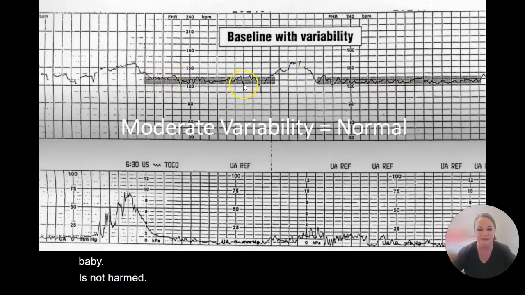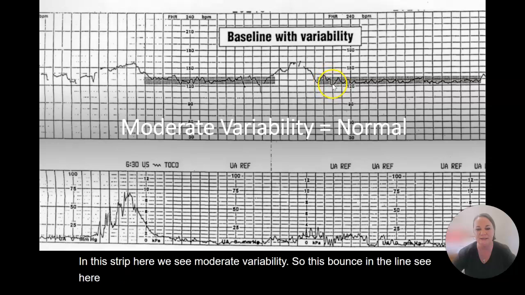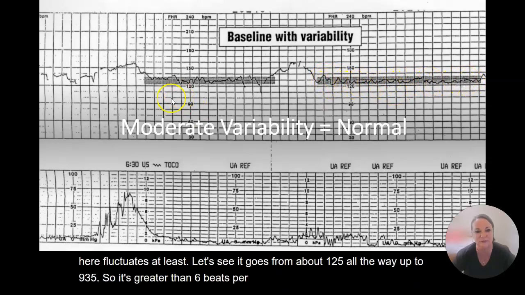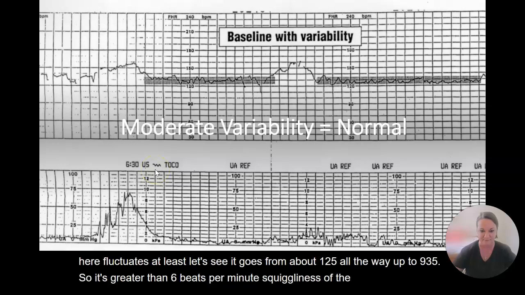In this strip here, we see moderate variability. So this bounce in the line, see here, fluctuates at least, let's see, it goes from about 125 all the way up to 135. So it's greater than 6 beats per minute, squiggliness of the line.